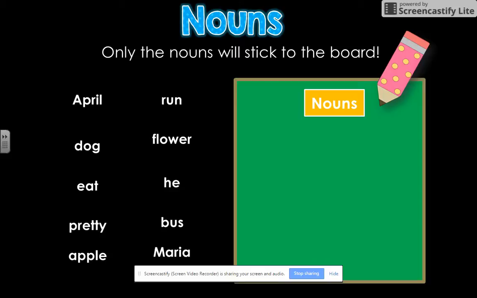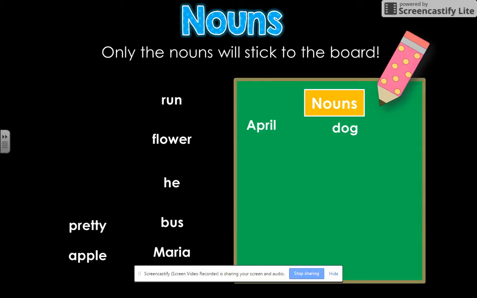So let's take a look at a few words here, and we're going to categorize them. If it is a noun, it's going to stick to the board. If it's not, it's going to go away. So let's take a look at April. April is a proper noun because it's capitalized. April is actually an idea noun. We can't feel it, we can't touch it, we can't see it, and we can't hear it. But it's still a noun, so it's on the green. Dog, well, of course, dog's a noun. That is a thing. Eat. Eat is an action. We can do it. That's not a noun, that's a verb.